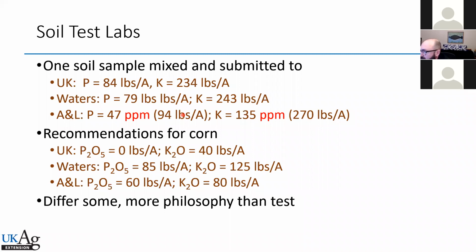On the potassium side, 234 to 270. Again, when we look at the variability in soil tests, basically all three labs got the same number. Now, look at the recommendations.